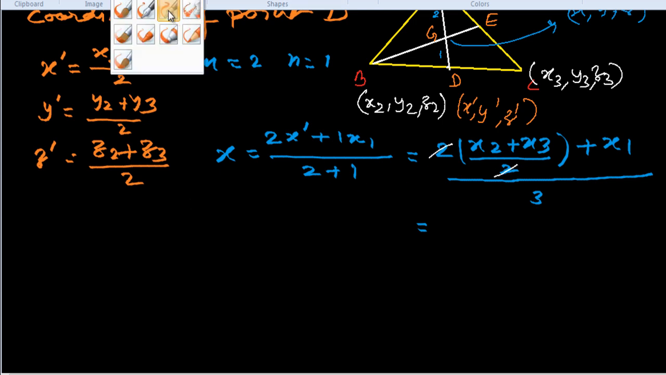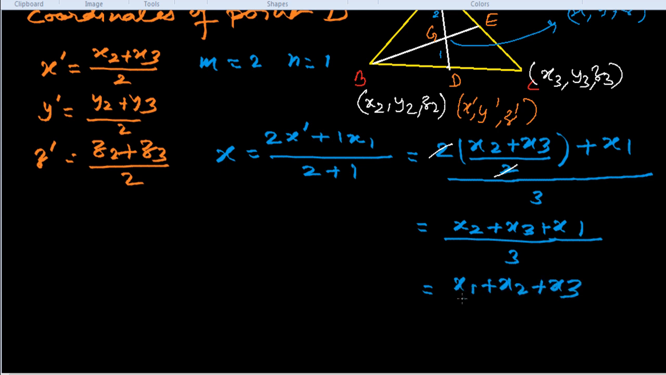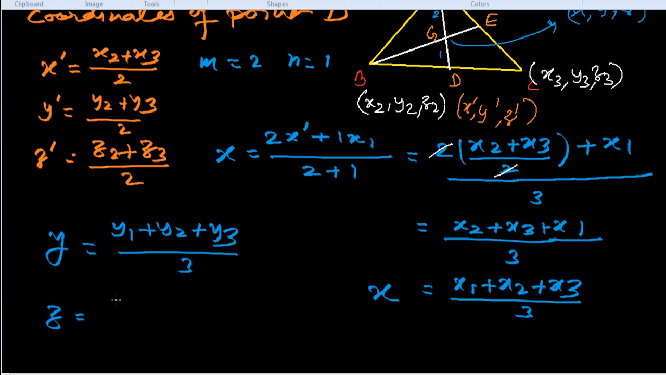Here we get, now you see, x2 plus x3 plus x1 over 3, or we can arrange this in this way: x1 plus x2 plus x3 over 3. So this would be the x coordinate of the centroid, and similarly we could get y. So y is equal to y1 plus y2 plus y3 over 3, and z is equal to z1 plus z2 plus z3 over 3. So in this way we could find out the coordinates of the centroid of a triangle.